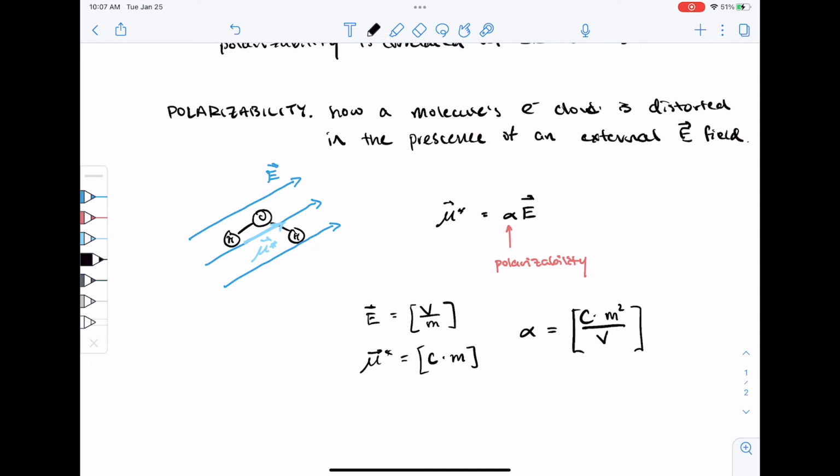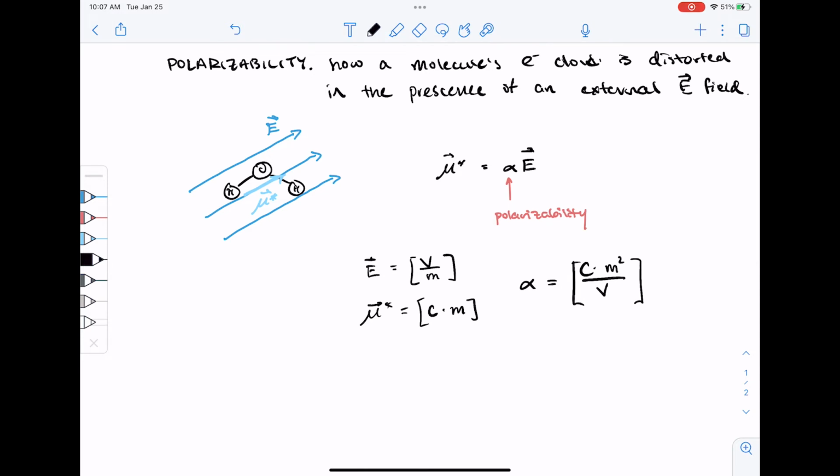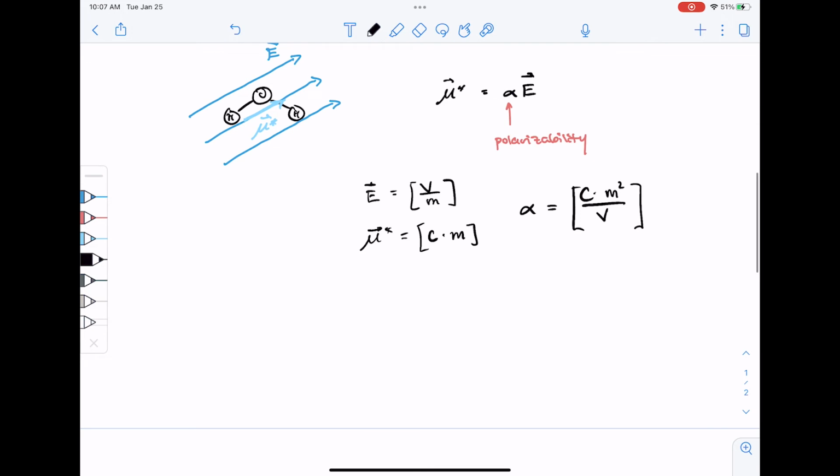And so this unit, even though it's correct, is slightly unwieldy. So we have a way to make it easier to use. We divide alpha by a constant. So alpha divided by a constant, which is 4 pi epsilon naught, is equal to what we call alpha prime, or the polarizability volume.